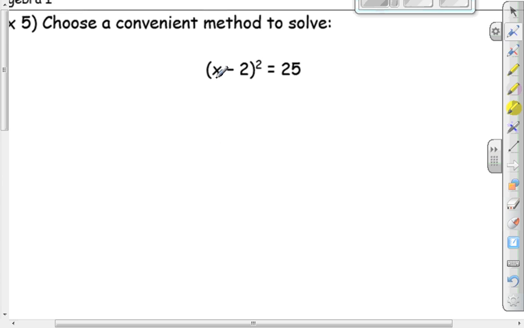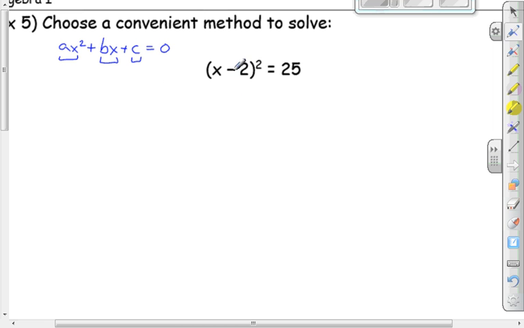This problem asks us to solve x minus 2 squared is equal to 25. Now remember, when we're solving by factoring, we want to get the equation in the standard form for a quadratic. That would be ax squared plus bx plus c is equal to 0, where this is the quadratic term, this is the linear term, and this is the constant term.